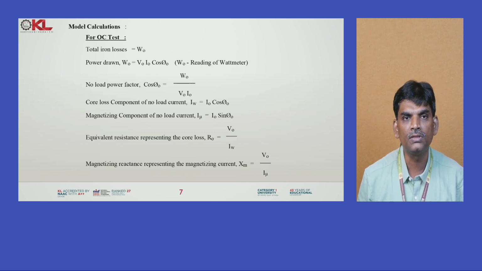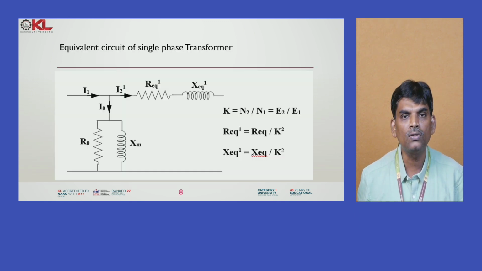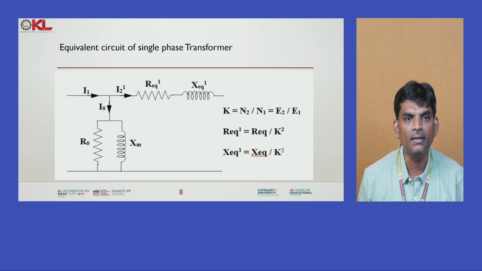The wattmeter value is generally given as V naught I naught cos phi naught, and by using this equation you find the cos phi naught value. Once you find the cos phi naught value, the IW and I mu values are calculated. Once you have calculated IW and I mu, simply calculate the shunt parameters R naught and XM by using these formulas. Okay, this is the equivalent circuit diagram.